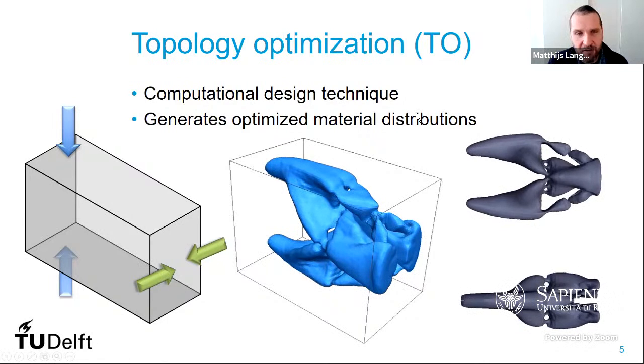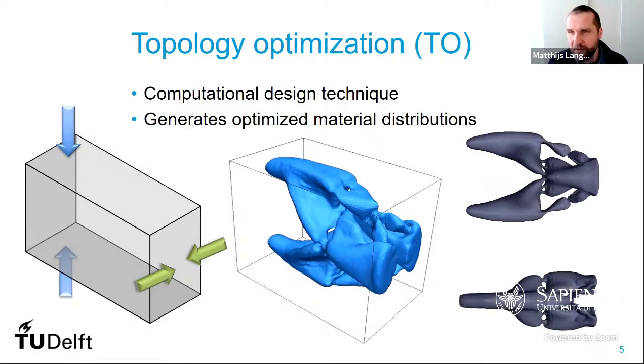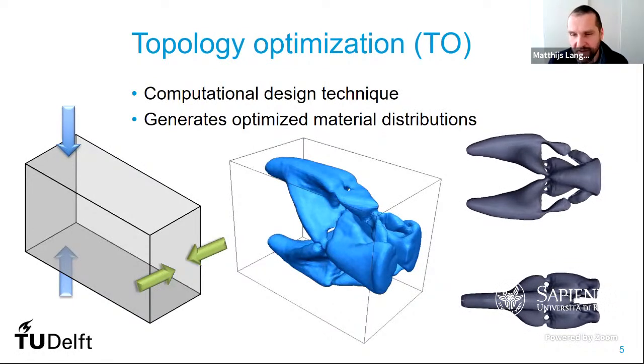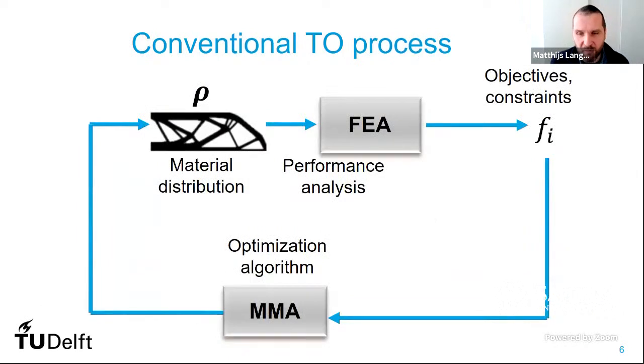So here you see a simulation of this gripper from a side view and a top view, where you can indeed see that it is moving as intended. So that in a nutshell is topology optimization, at least of what it can do.